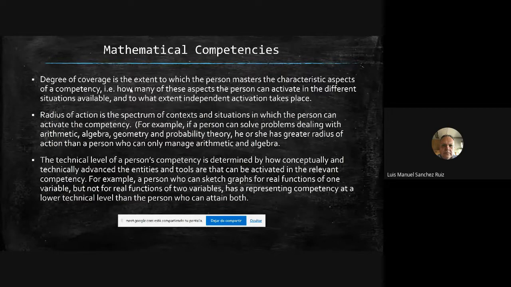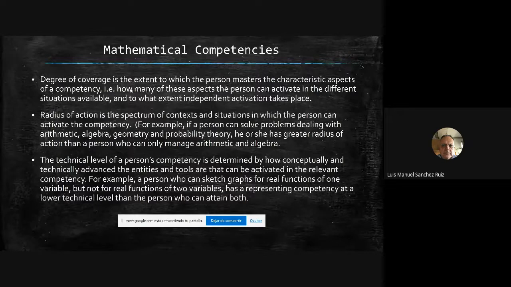And the second one is very related to that. That is radius of action. That is the spectrum of context and situations in which the person can activate that competency. For example, if a person can solve problems dealing with arithmetic, algebra, geometry, and probability theory, he or she has greater radius of action than a person who can only manage arithmetic and algebra. If you go to more tools, you can apply that in more different situations.